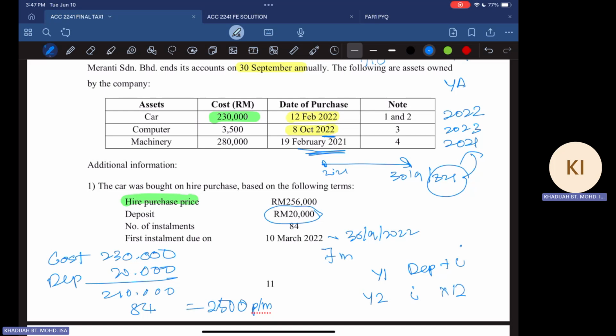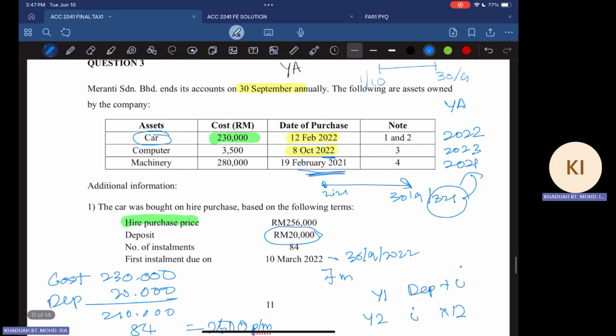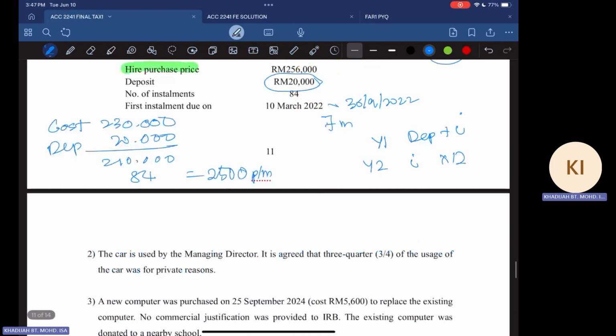But remember that this is a passenger car, so there is a restriction. For a passenger car, you have to check whether the cost of the car is more than 150K or less than or equal to 150K. If it is more than 150K, you can only claim 50,000. But if it is less than this, you can claim up to 100,000.